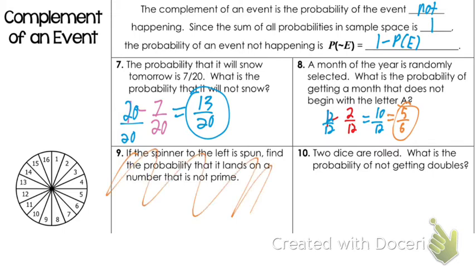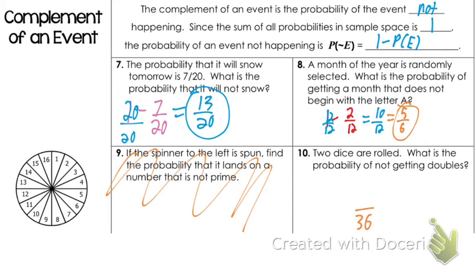Let's skip number 9. Let's go to number 10. All right. 2 dice are rolled. We talked about this earlier, right? How many scenarios are there for 2 dice being rolled? 6 times 6, 36. There you go. So what's the probability of getting doubles?